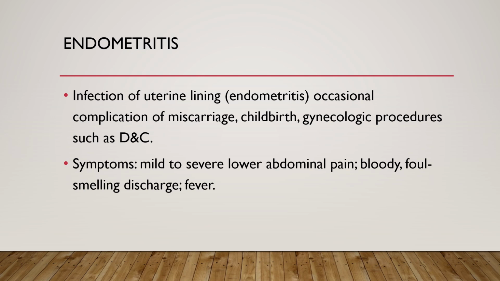Endometritis. Now, endometritis refers to an infection. So itis usually refers to infection. So this infection is in the uterine lining. The innermost layer of the uterine lining is called the endometrium. And so this is an infection of the uterine lining. So there we go. That's why it's called endometritis. It's an infection of the endometrium.